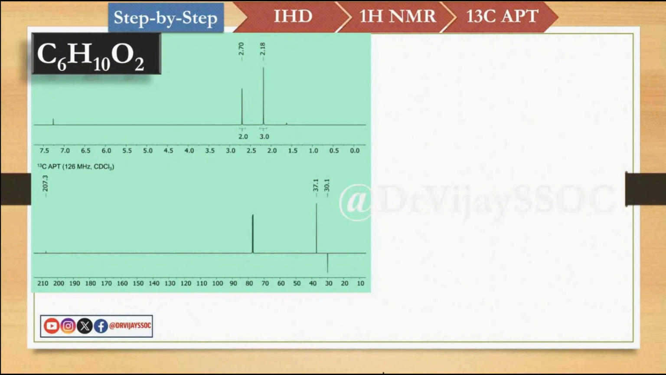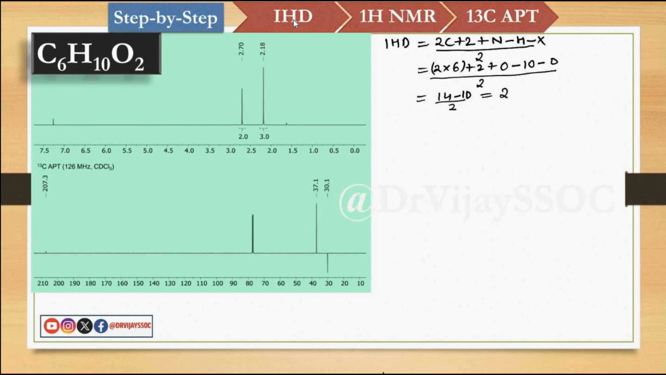So first, we are going to determine the index of hydrogen deficiency by using the formula 2C plus 2 plus nitrogen minus hydrogen minus halogen, divided by 2. So it will be 2 multiplied by the number of carbons, 6, plus 2, plus nitrogen 0, minus 10 hydrogens, minus there is no halogen, divided by 2. So it has 2 degrees of unsaturation, and this could be either 2 pi bonds or 1 pi bond plus 1 ring, because the 2-ring possibility is very low. So I am thinking it can be 1 pi bond and 1 ring.